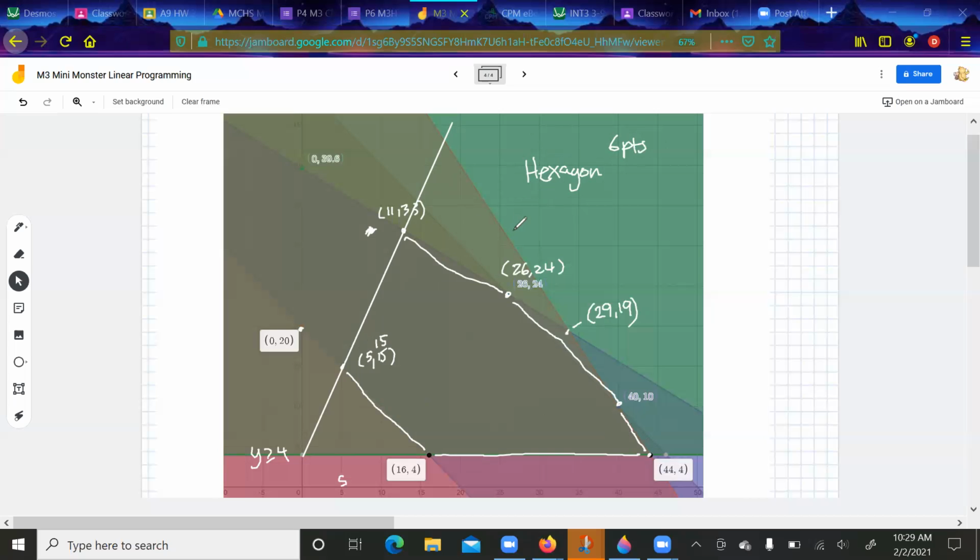What are our critical points? We call these critical points. Our critical points that we're going to plug in are 5, 15, and I'm just going to be quick about this. We're going to plug in 11, 33. We're going to plug in 26, 24. Oh, I forgot 4, 10, 40, 10. We're going to plug in 29, 19 and 40, 10. Our objective function was number of tickets. Number of tickets is equal to 12x plus 10y.